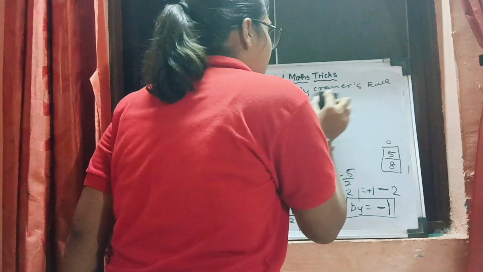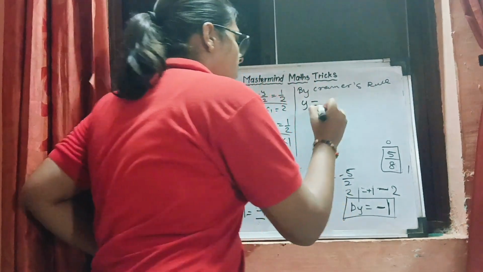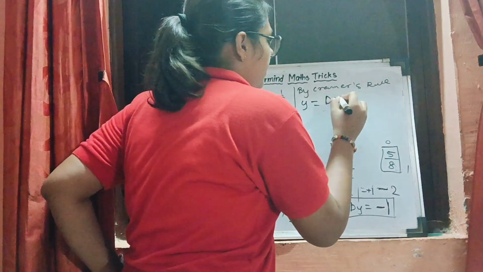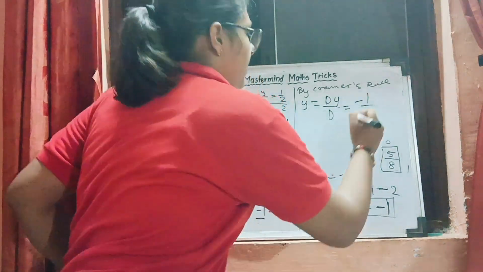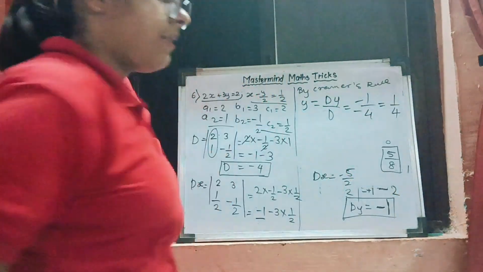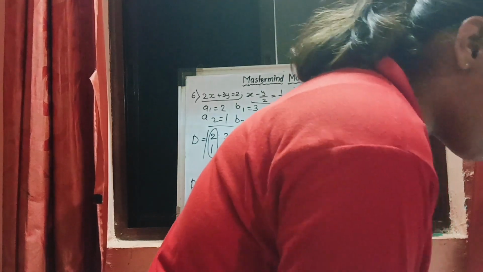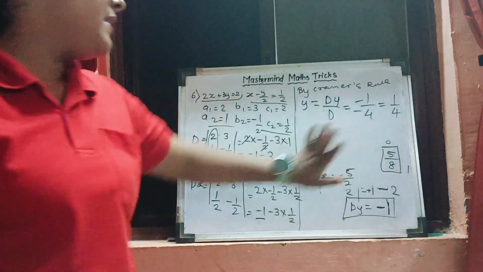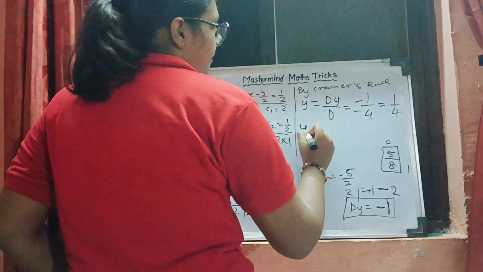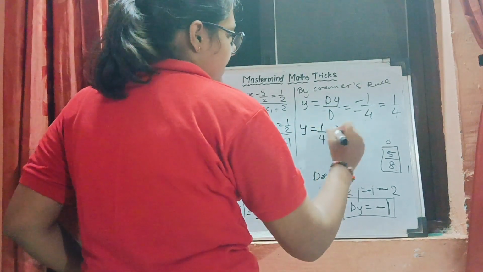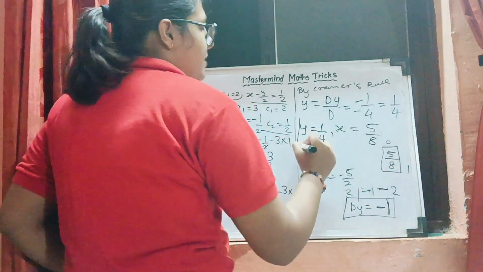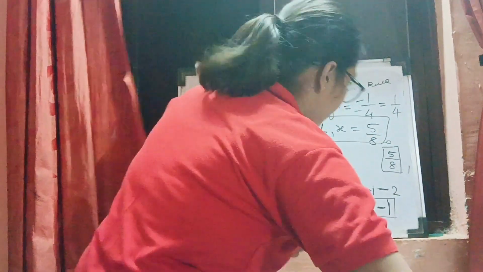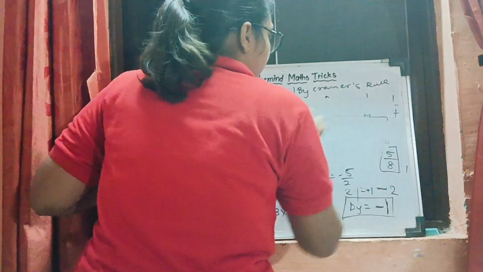Okay, now finding the value of y. So y is equal to how much? dy upon d, which is equal to minus 1 by minus 4, which is equal to 1 by 4. Now verifying the answer. After solving the question, you must verify it on the back side of the page. Yes, and our answer is totally correct. So the value of y is equal to 1 by 4 and the value of x is equal to 5 by 8. At the last, you are supposed to write the last sentence. I'll show you how to write it.